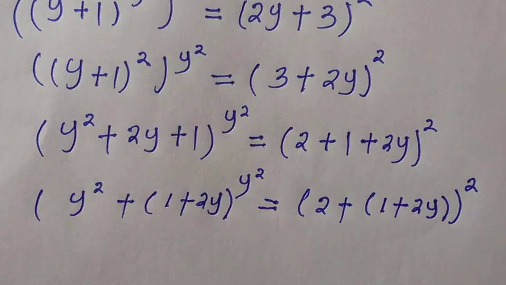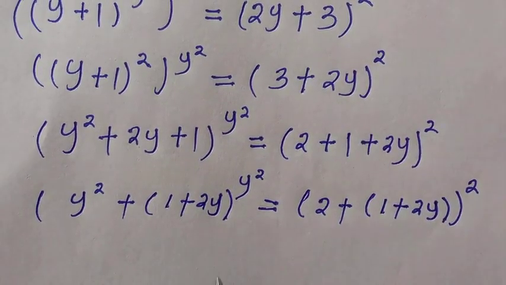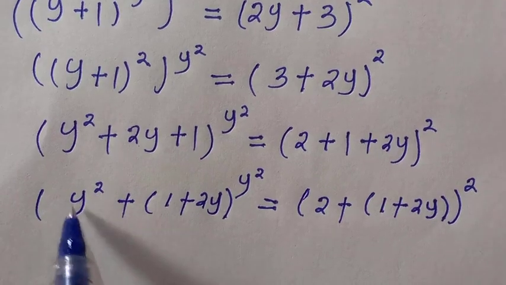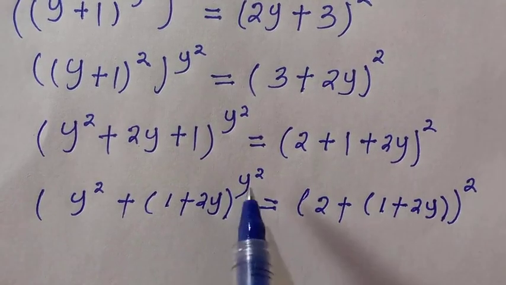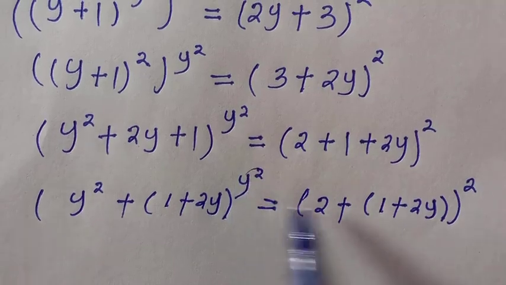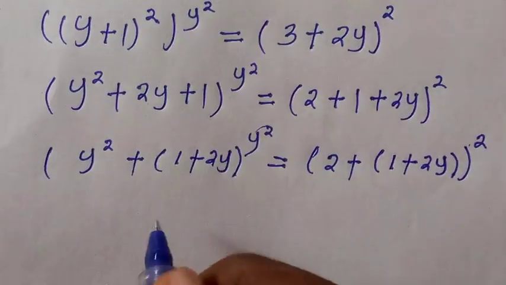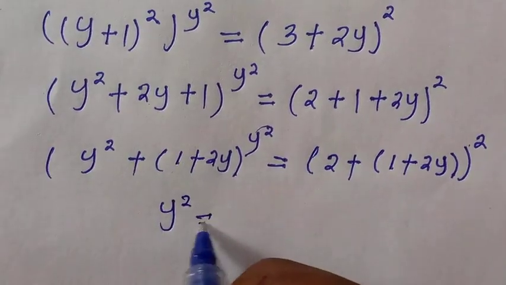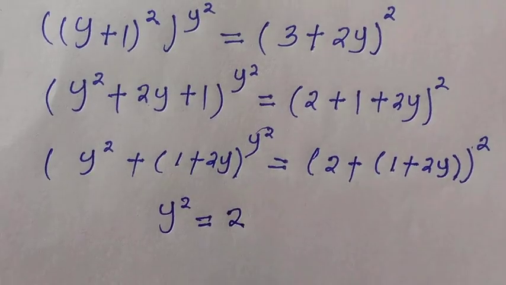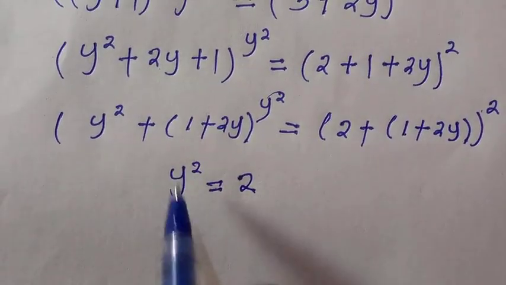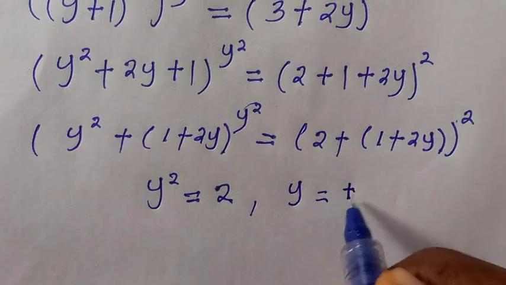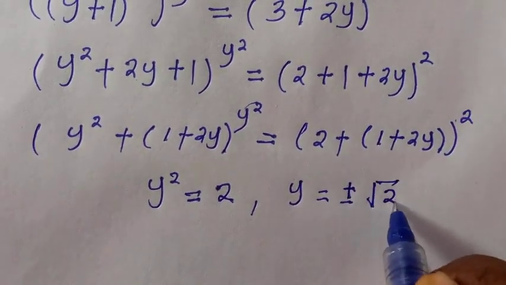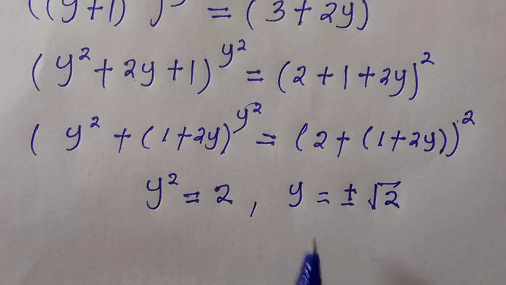On getting to this stage, what we do next is the comparison. If you check, y squared is 2 here, and here is 1 plus 2y, where we have 1 plus 2y here, and the power of them, which is y squared, is also equal to 2. So we can now conclude that y squared equals 2. By taking the square root of both sides, we have y equals plus or minus root 2. This is the value of y, but what we need is the value of x.